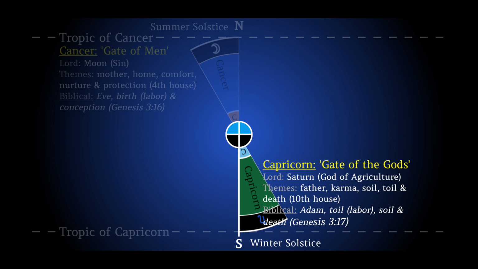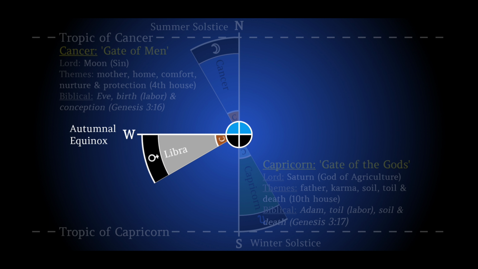Anyways, in our next video, after building upon this Cancer and Capricorn axis, the Gate of Men and the Gate of the Gods, we're going to get into the really juicy stuff. And the next video is all about the astronomical fall of man. You're not going to want to miss this.